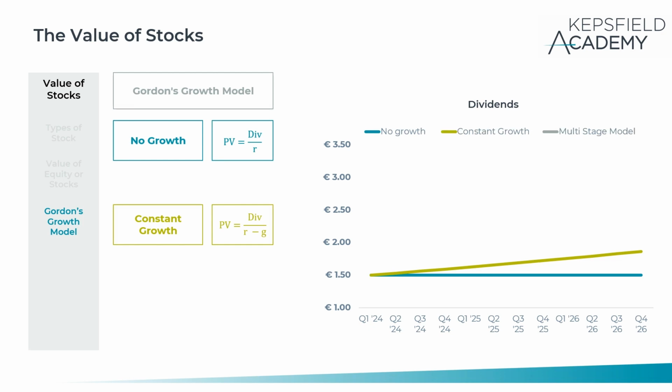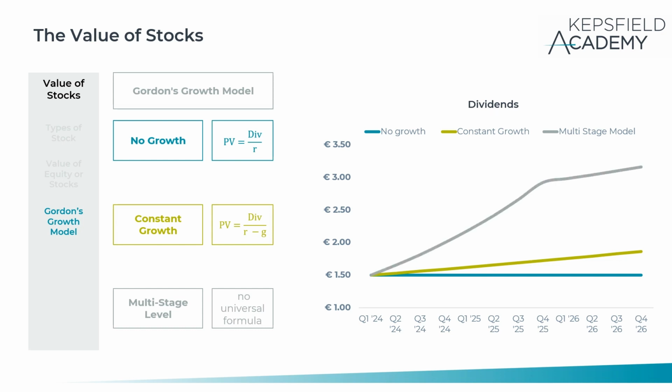The multi-stage model accounts for varying dividend growth over different stages. It abandons the constant dividend assumption and treats each stage with non-constant dividend changes separately. There's no universal formula for this model, but understanding the calculations can be achieved through case examples.